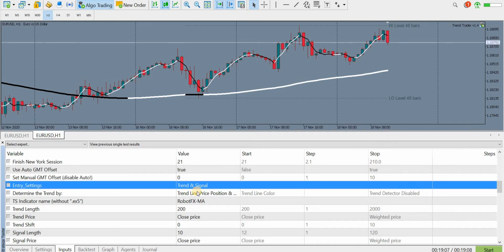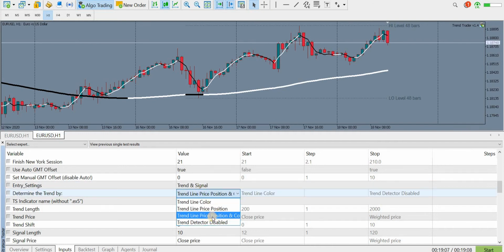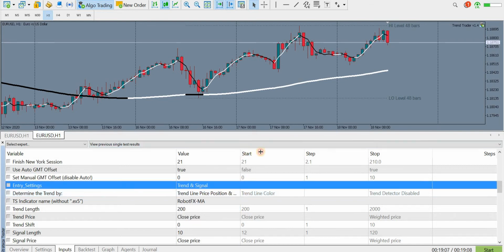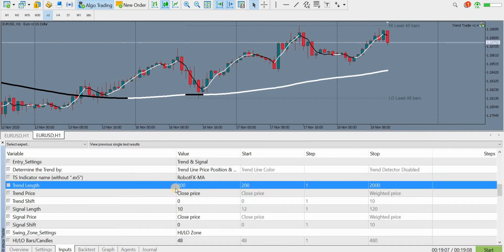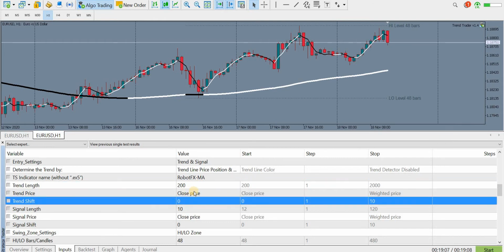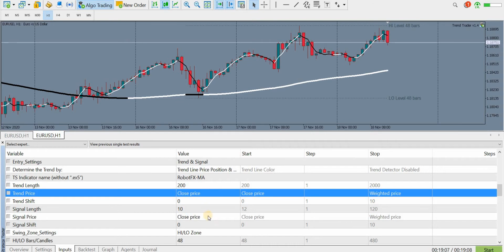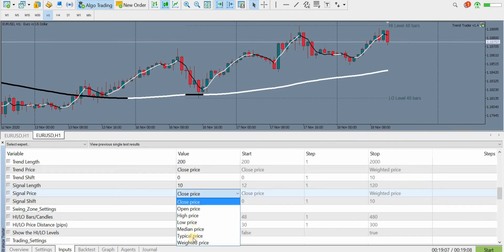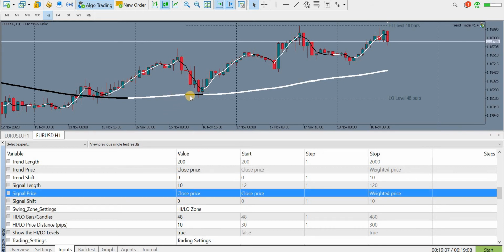So again, I'm determining the trend by the line, price position, and the color, as I have said. I'm using a trend length of 200. I don't want to use the shift. I leave the default setting, close price, for the signal as well. These are the same that you will find in a normal moving average. The expert advisor uses our non-lag moving average.